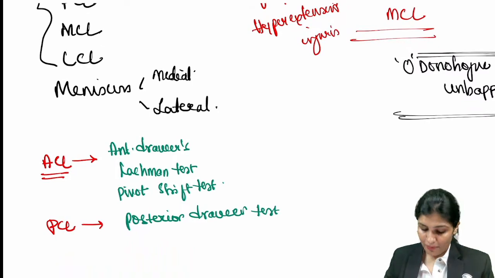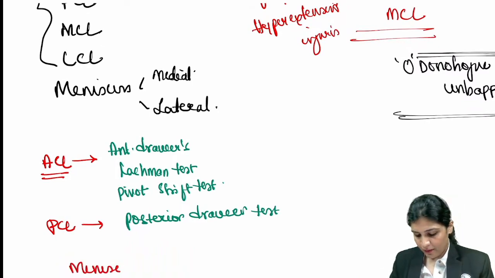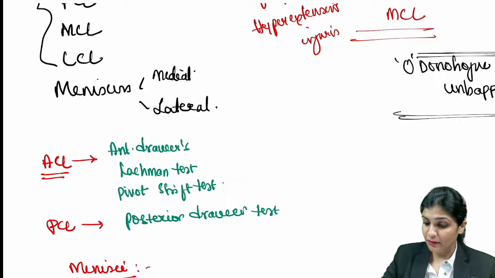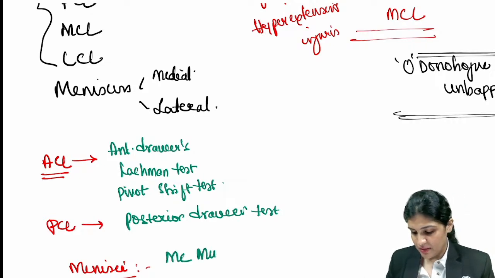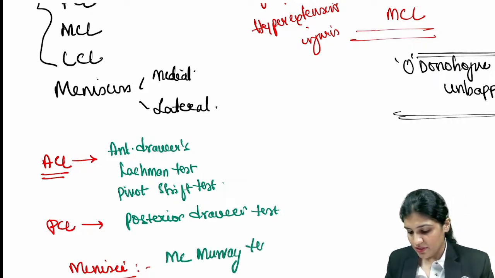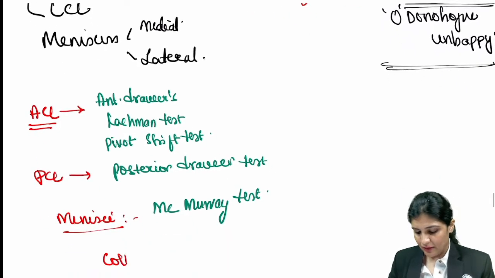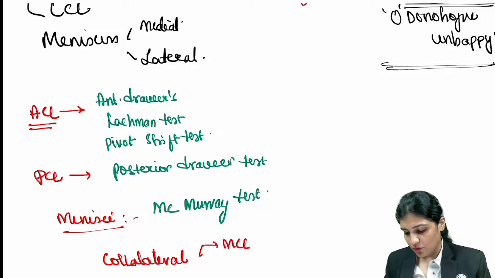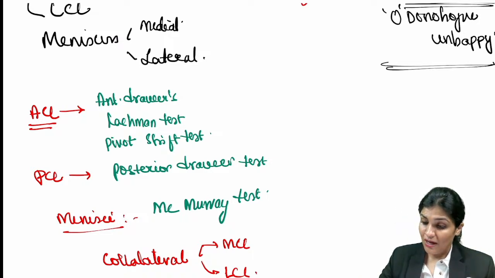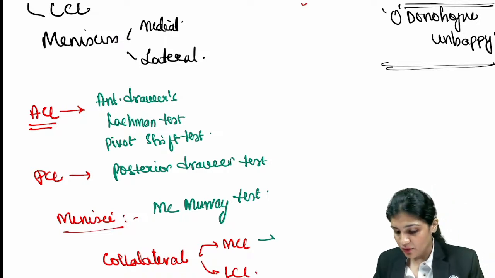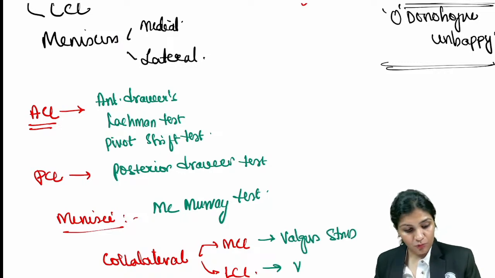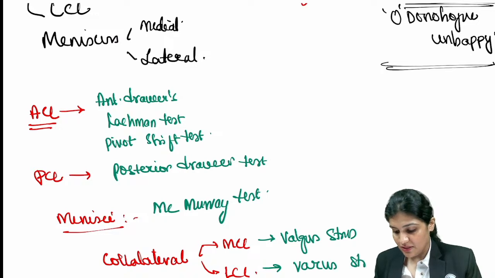And then for your menisci, you have the McMurray's test. So McMurray's grinding test you do for menisci. And then for your collateral ligaments, that is the medial collateral and the lateral collateral, you have your valgus and the varus stress test, right? So varus and the valgus. So for MCL you do the valgus stress test, and for LCL you do the varus stress test, right?